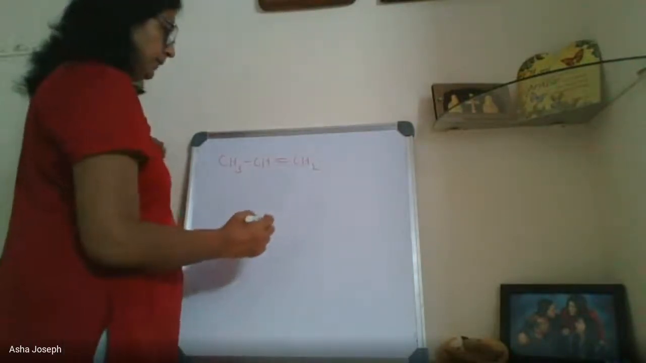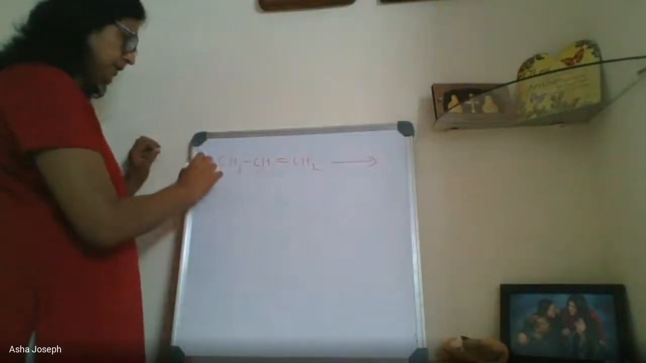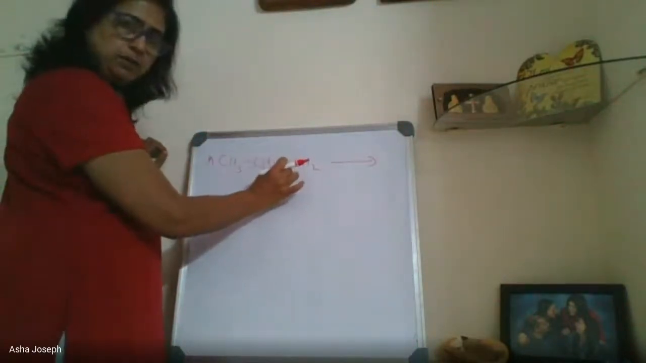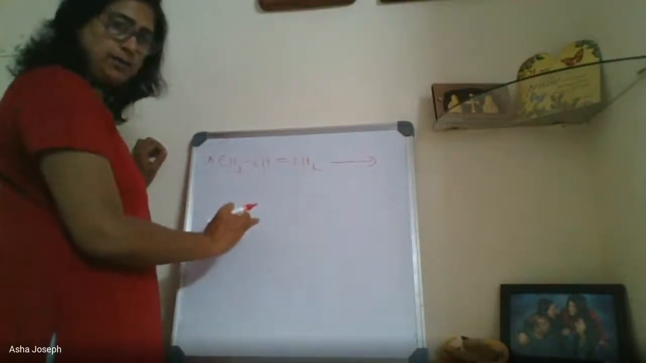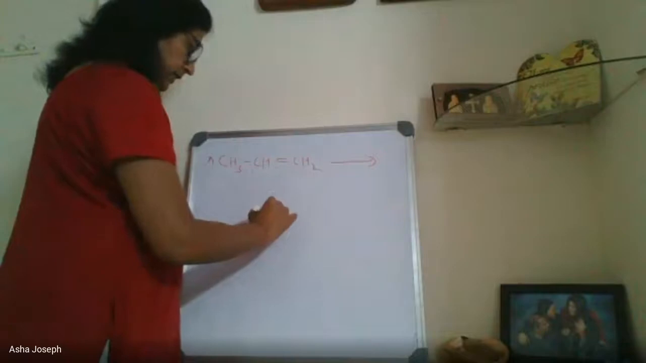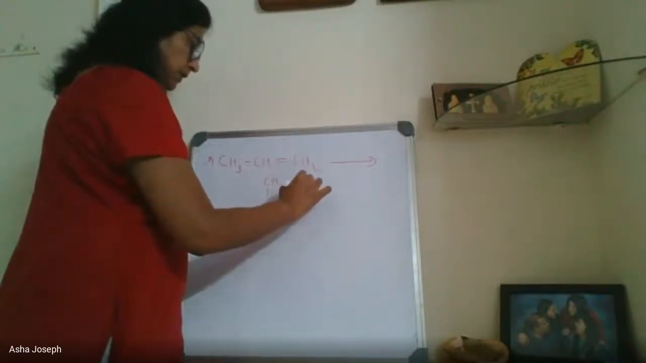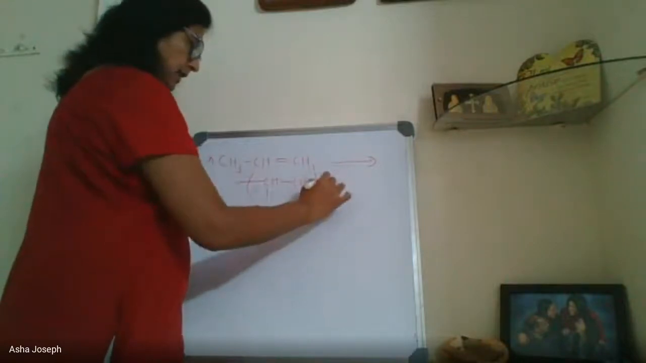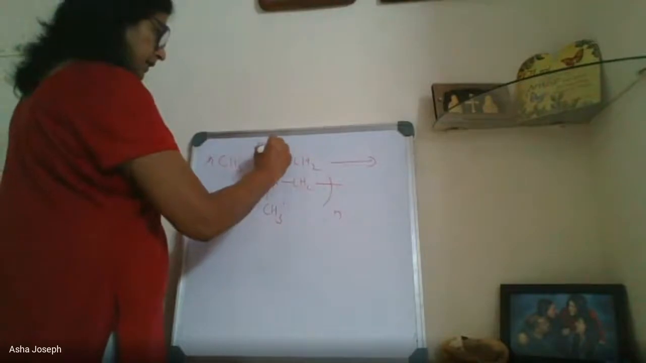And so you know how you write the polymer: n times, and we open up the double bond, and then the other group is brought down, isn't it? So CH3 is brought down, open up the double bond, and n times. Understood? This is polypropene.